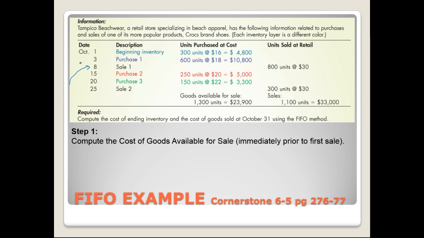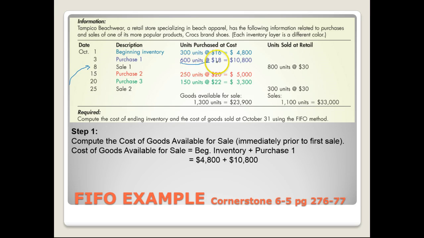Well, the cost of goods available for sale will be the beginning inventory value, plus, in this case, any purchases before October 8th, which is just one, which is purchase number 1. Beginning inventory was valued at $4,800. The value of purchase 1, which was 600 units at $18 a unit, was $10,800. So this means that the cost of goods available for sale just prior to the first sale was $15,600.